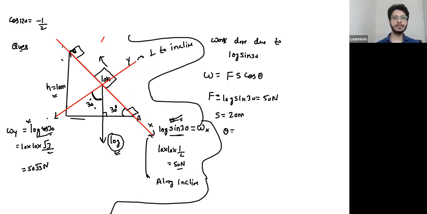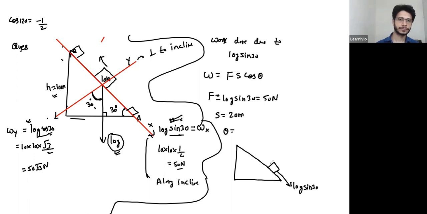Now you need the angle between these two. If I draw it here, this is the direction of 10g sin 30. It's acting down the plane. This is the displacement, which is up the plane. So what's the angle between displacement and force? They are acting in opposite directions. If vectors are acting in opposite directions, the angle between them is 180 degrees.